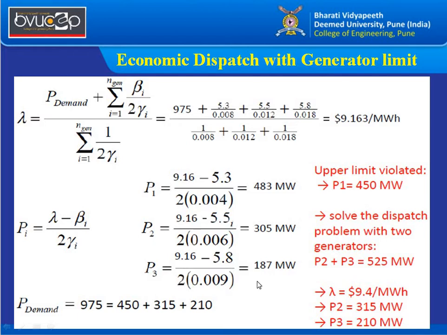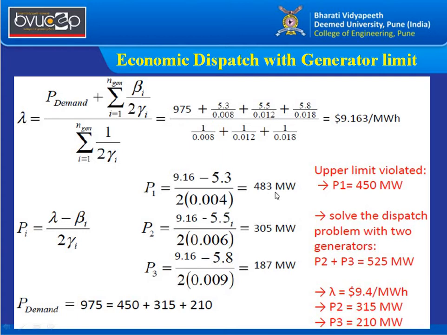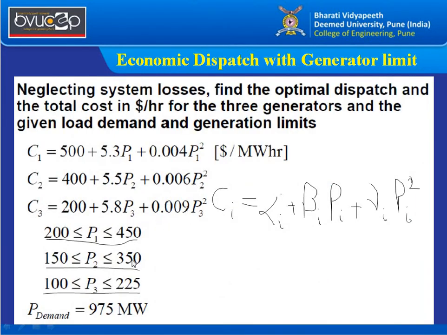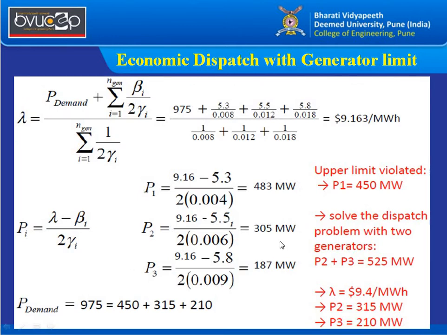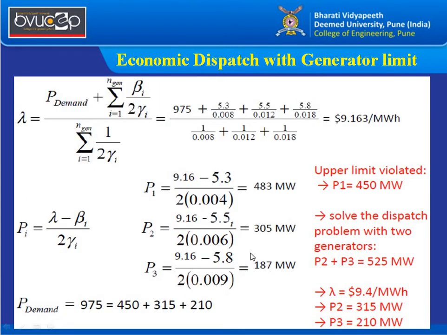Now, this is not the final answer yet because certain restrictions were imposed, that is, constraints were imposed on all the three generators in terms of P1, P2, P3. So P1 is going to have the maximum of 450, but here it is crossing 450 and reaches 483. So what we are going to do is set it to its upper limit, that is 450 megawatt. For the second generator, the limit is 350 megawatt, and we have obtained 305 megawatt, so it has no problem, it is well within the limits. For the third generator the higher limit is 225 and this is 187 megawatt, so it is within the limit.